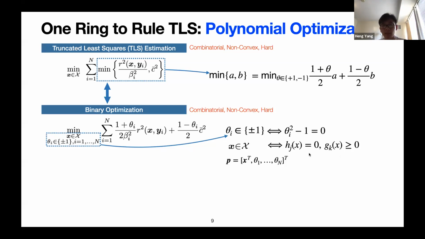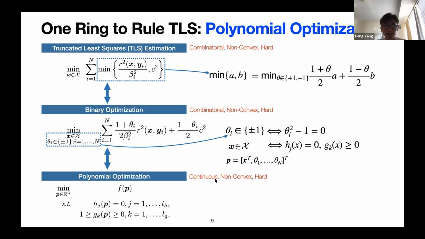And then by stacking the X, which is the model that we're trying to estimate, together with the binary variables thetas, which will tell you if some measurement is an inlier or outlier, we're going to rewrite this optimization as a continuous polynomial optimization on decision variables P. So now this is a standard form polynomial optimization. You might wonder, since we have these double-ended arrows here, the polynomial optimization is equivalently hard as the TLS estimation. Although it's continuous, it's still non-convex and hard to solve.